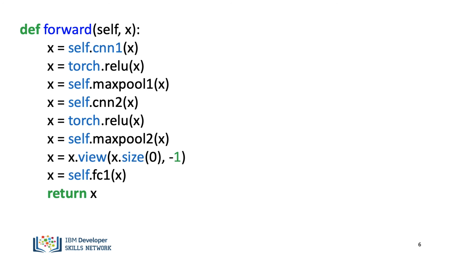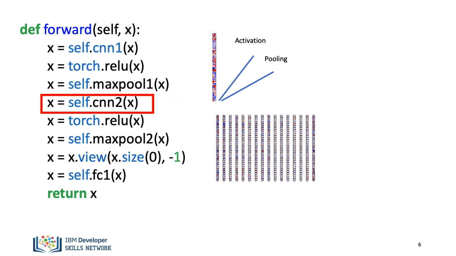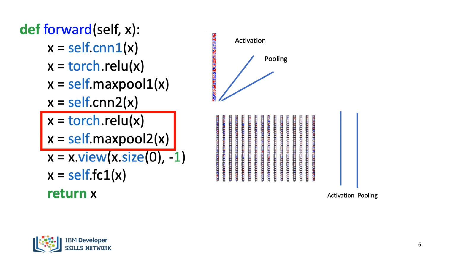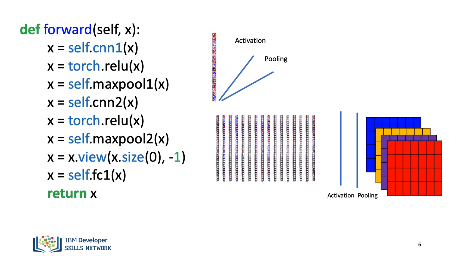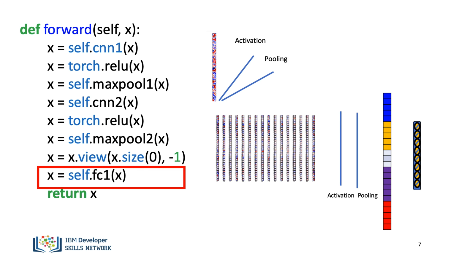Let's see the forward step. We apply the first 2D convolution object, CNN1, followed by activation function and max pooling. We then apply the second convolution layer, CNN2, followed by the second activation function and max pooling. We take the output channels. We flatten or reshape the output channels. We then apply the output layer. And that's it. See the lab for the training process and other details.